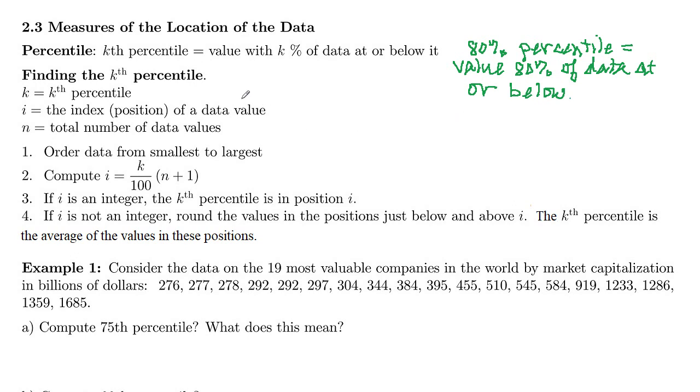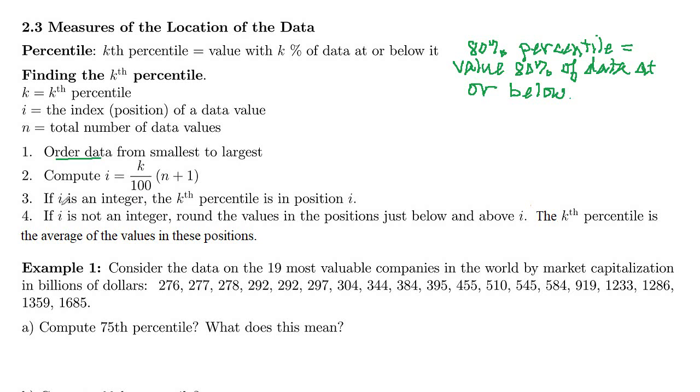So how do we find this percentile? Well, let's let k represent the kth percentile, that data value. I is going to be the index or the position of a data value, and n is going to be our total number of data values. The first thing you do is order your data from smallest to largest, and then you compute the index of the kth percentile. You take k divided by 100, multiply by n plus 1.